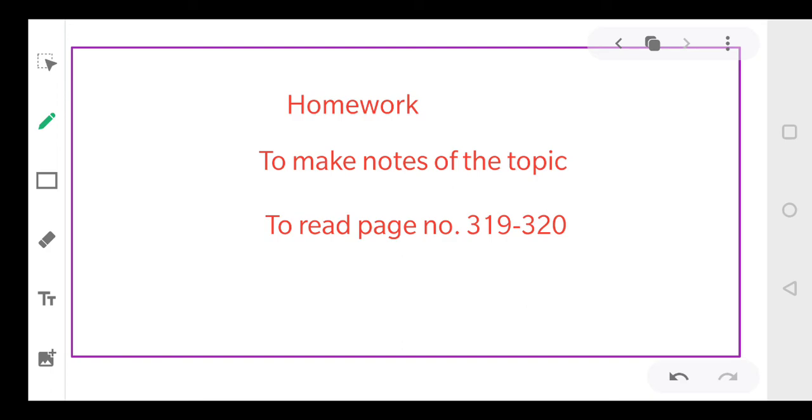So dear students, first of all you will make notes of this topic, then you will read the page numbers 319 to 320 and you will underline all the important points in the book. You will prepare very good notes in your notebook, and if there is any doubt, anything that you feel that we need to discuss, you will contact me personally. Right everyone?